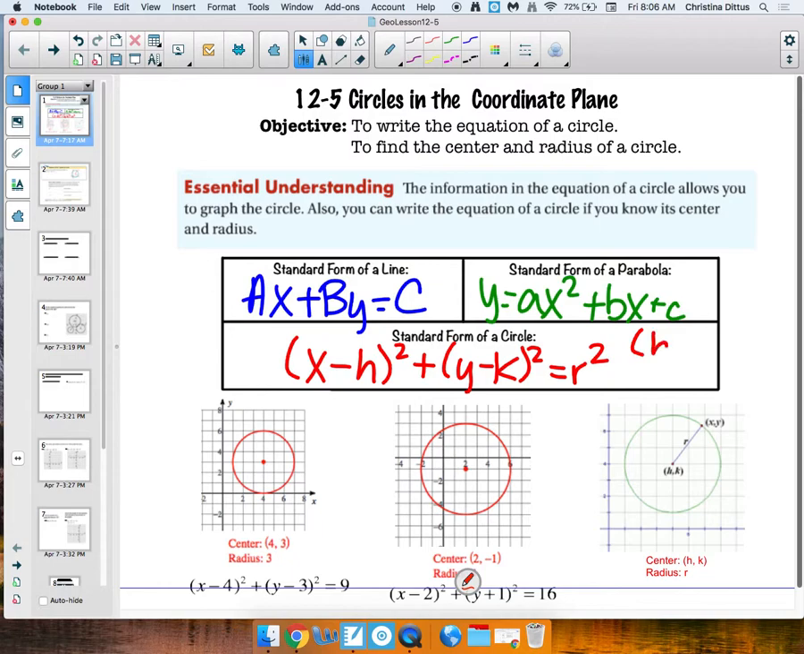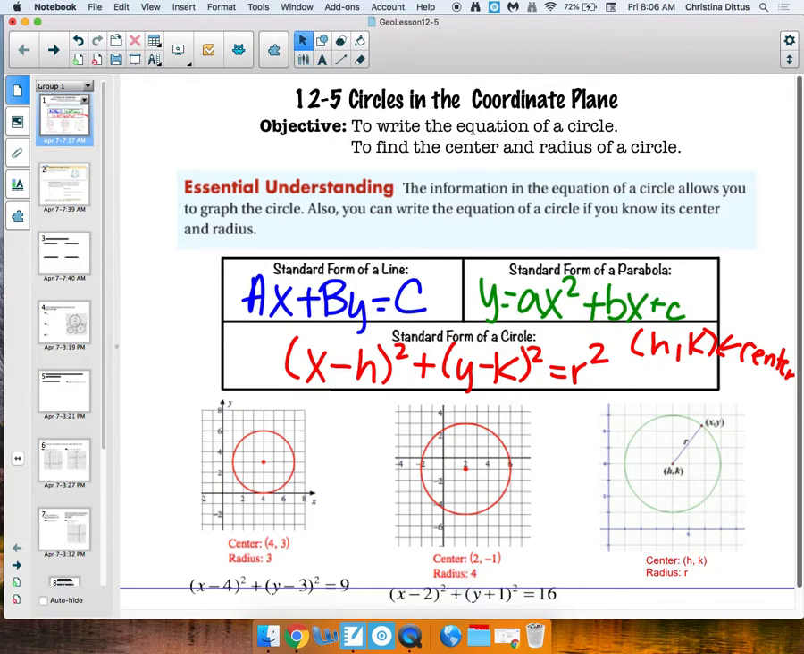h, comma, k is a point. That point is the center of your circle, remember. The center is where everything is the same distance to your circle. What do you think r stands for? Radius. Okay.